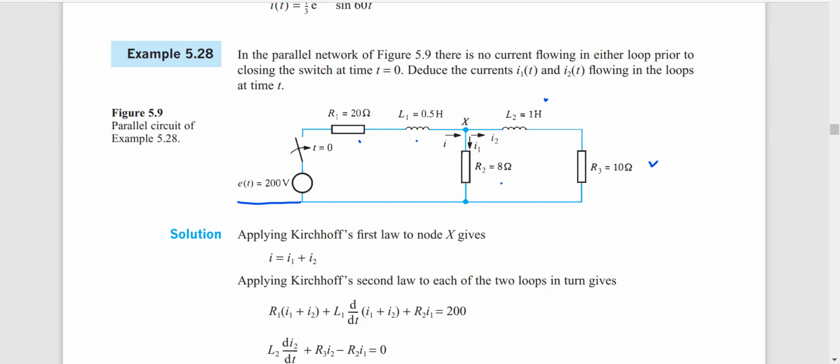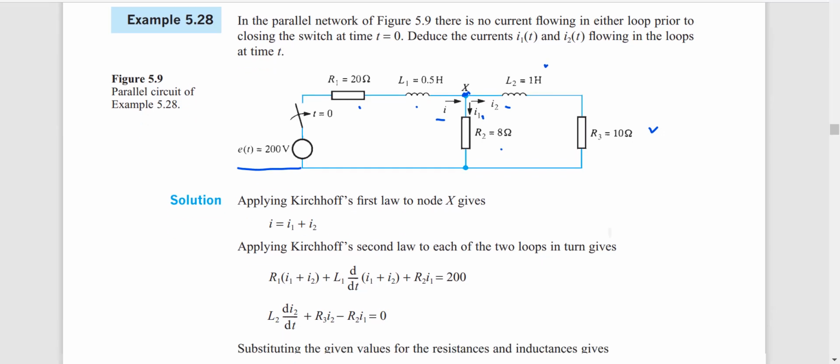We have to apply Kirchhoff's law at node X, this one here. We apply Kirchhoff's law: this is the I, equal to I1 plus I2. I1 and I2. Okay, so applying Kirchhoff's second law to each loop. Also, using the loop we can see that I is equal to I1 plus I2.